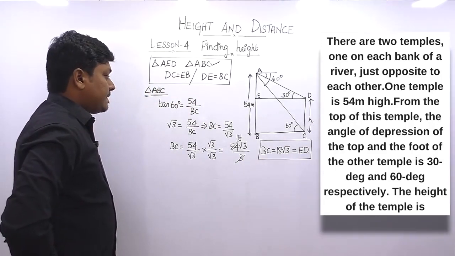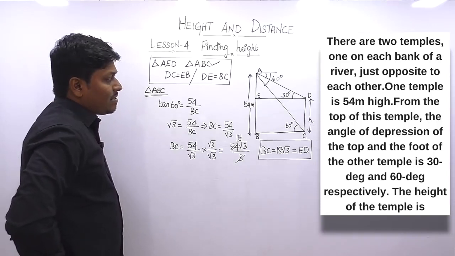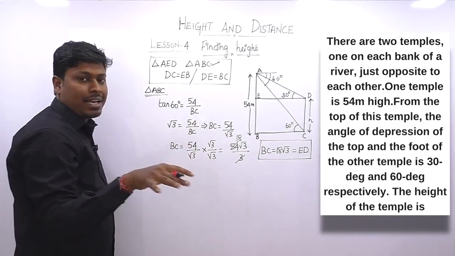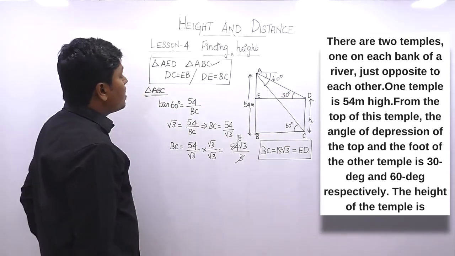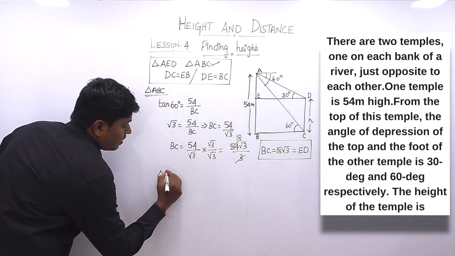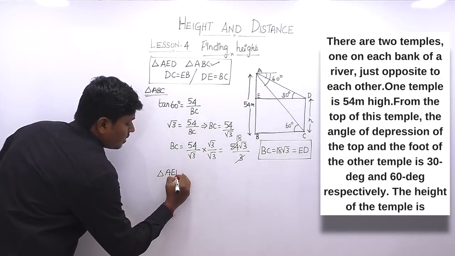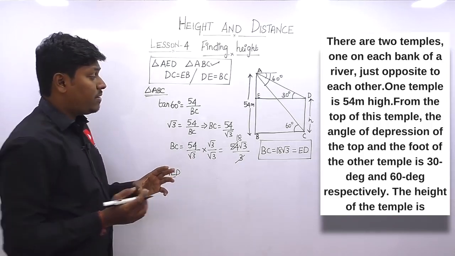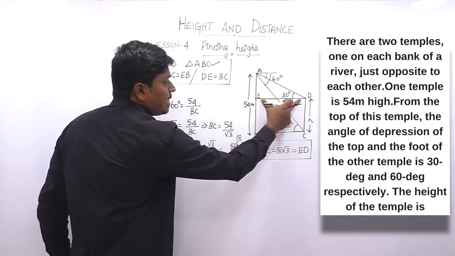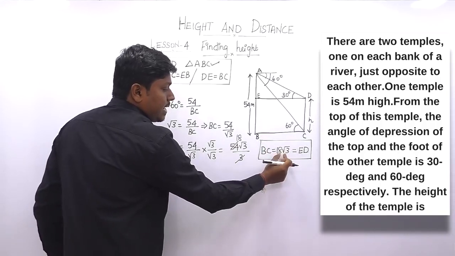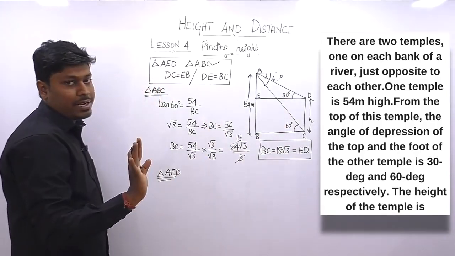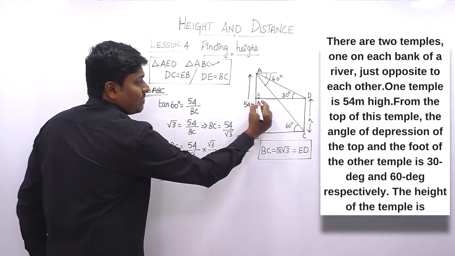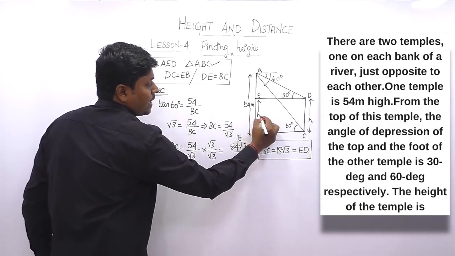So next, let me take the next right angle triangle, which is AED. Listen carefully, our only target is to find the height, right? So triangle AED. Okay. Friends, understand this logic, which is most important here. We already know that BC and ED both are the same. So if BC is 18 root 3, then ED will also be 18 root 3. And the next important point is, if CD is H, then we can say that EB is also H.